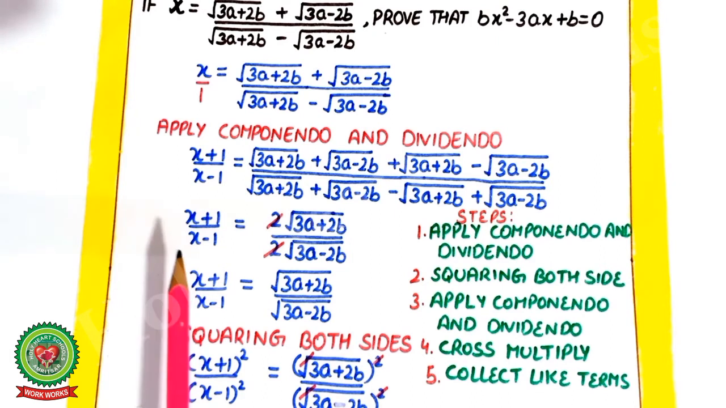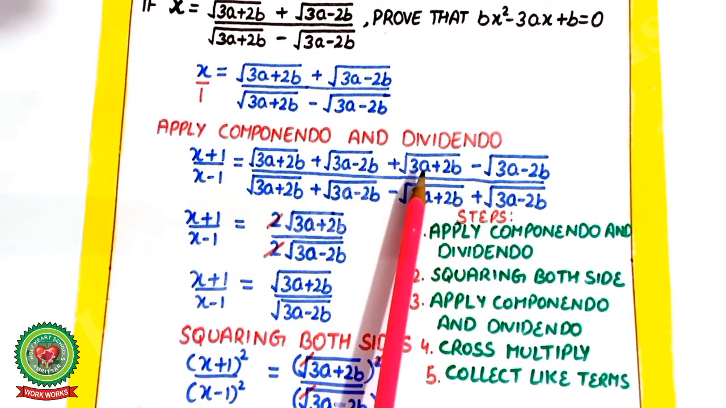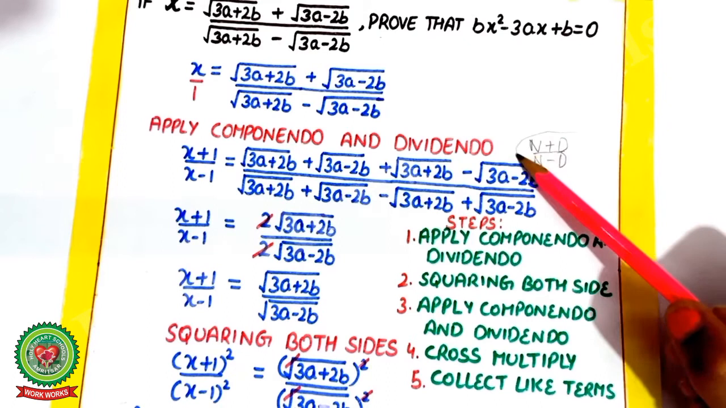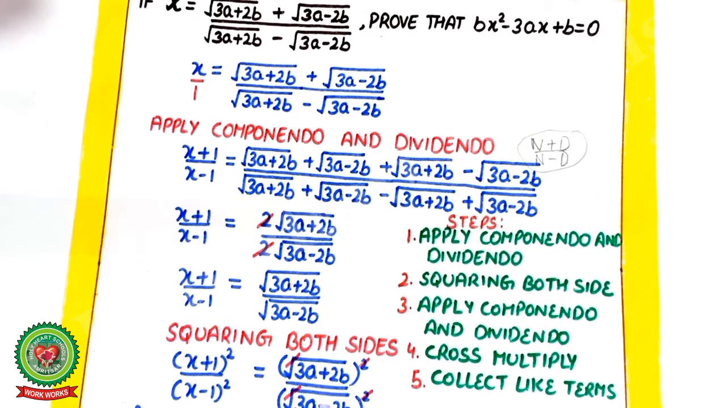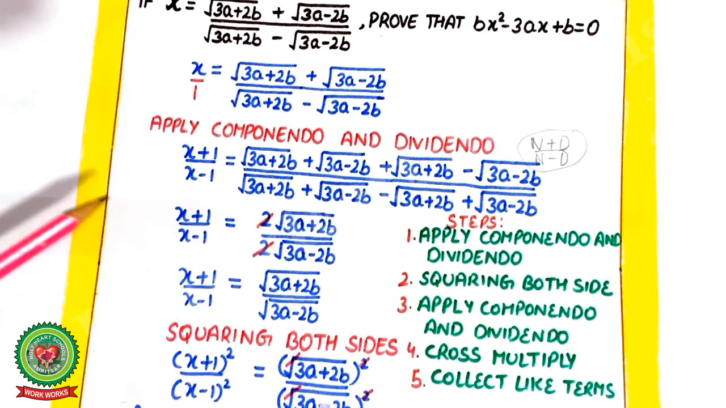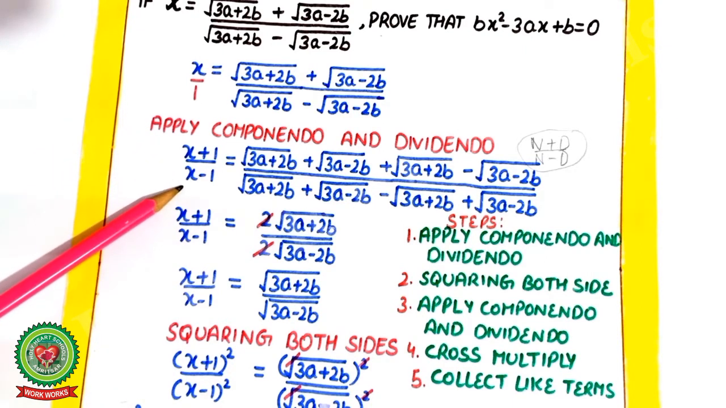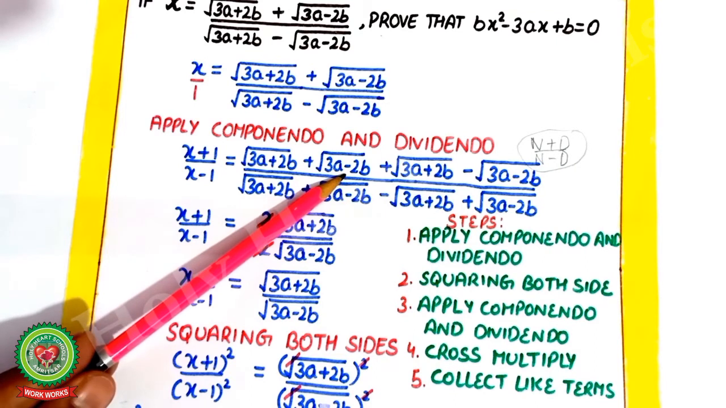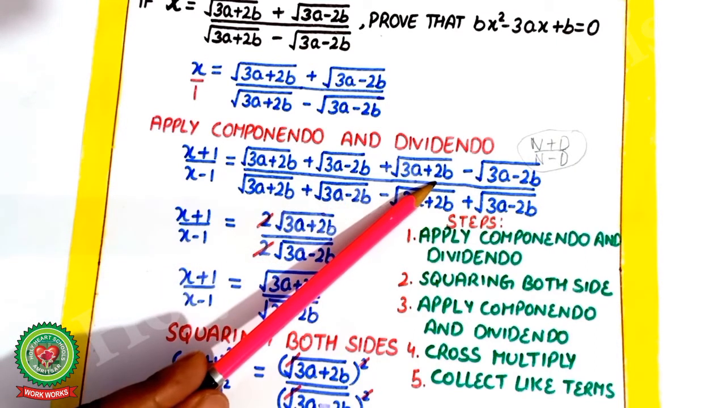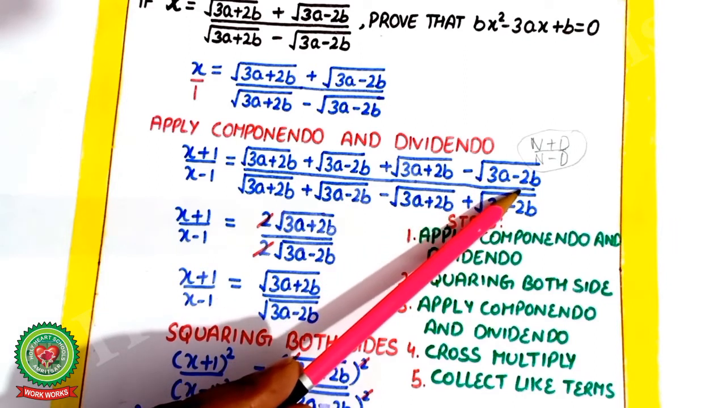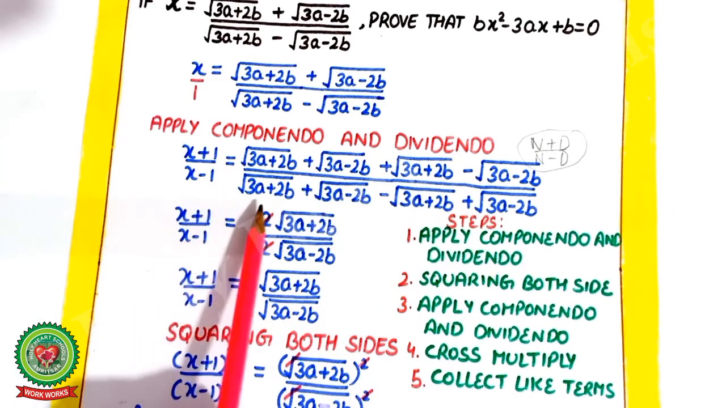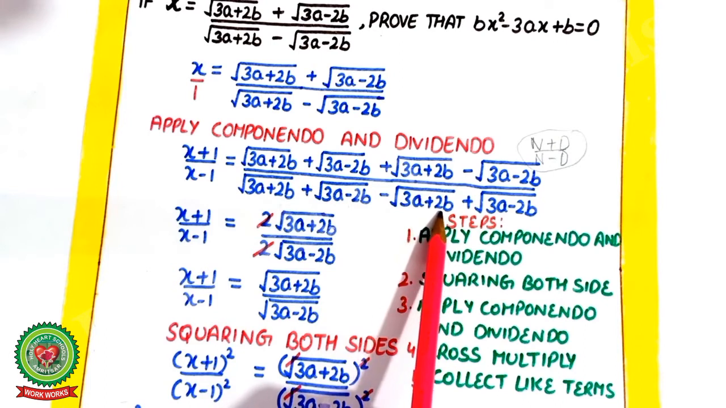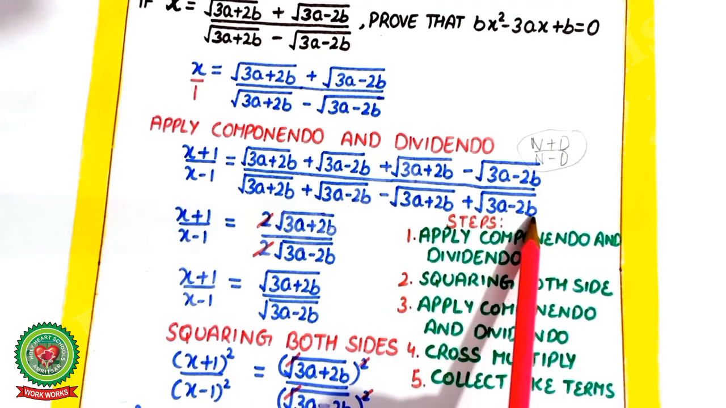So according to the first step, apply componendo and dividendo. So after applying componendo and dividendo, formula is numerator plus denominator upon numerator minus denominator. After applying this formula, left hand side is x plus 1 upon x minus 1 is equals to square root of 3a plus 2b plus square root of 3a minus 2b plus square root of 3a plus 2b minus square root of 3a minus 2b upon square root of 3a plus 2b plus square root of 3a minus 2b minus square root of 3a plus 2b plus square root of 3a minus 2b.